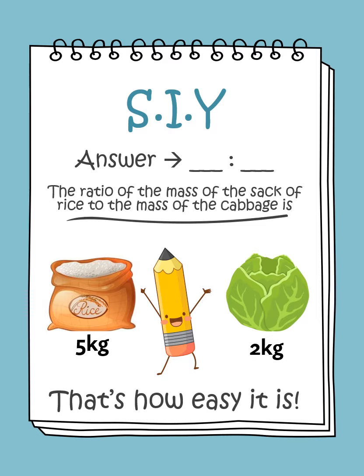Now let's move on to SIY. Solve it yourself. The ratio of the mass of the sack of rice to the mass of the cabbage is. The mass of the sack of rice is 5 kg, while the mass of the cabbage is 2 kg. So they have mentioned the mass of the sack of rice first, so we are going to write 5 first, and then they have mentioned the mass of the cabbage second, so we are going to write it here, 5 to 2.